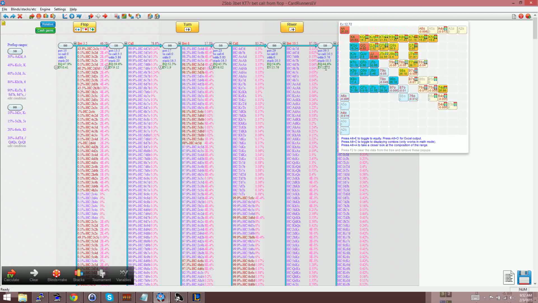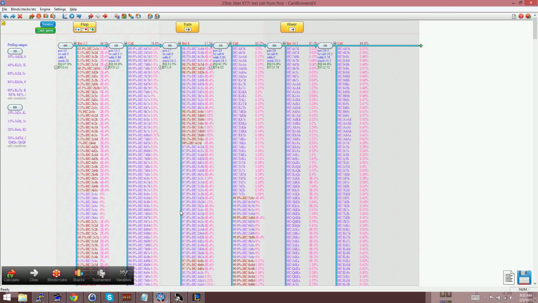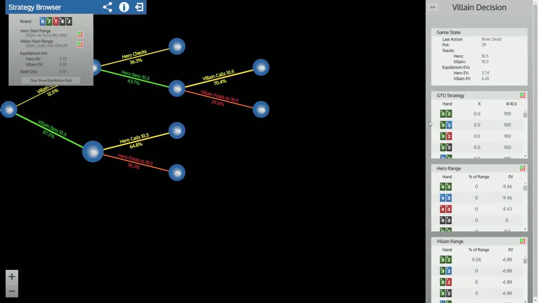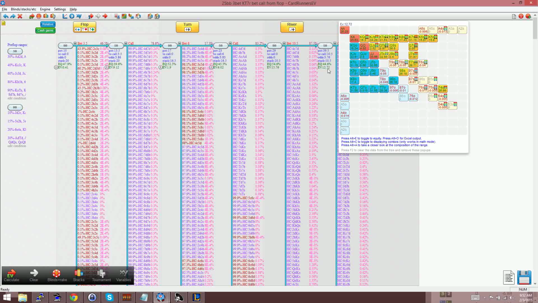If we want to look at the EV for the hero after the villain bets, again, we need to add that 9.5. So 9.5 plus 3.22 is 12.72, which exactly matches CREV.